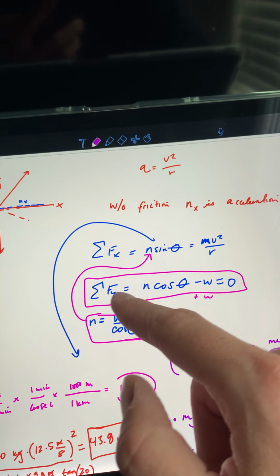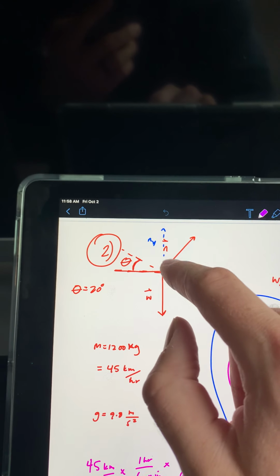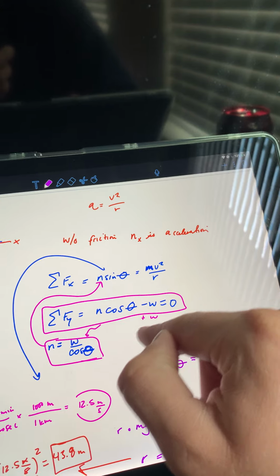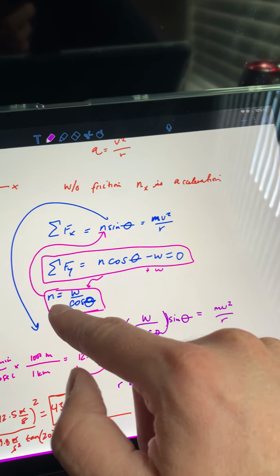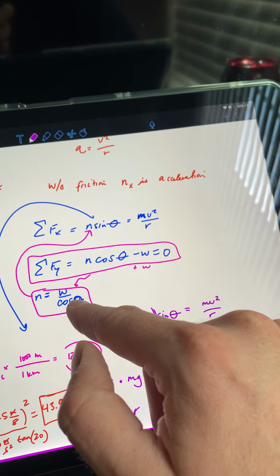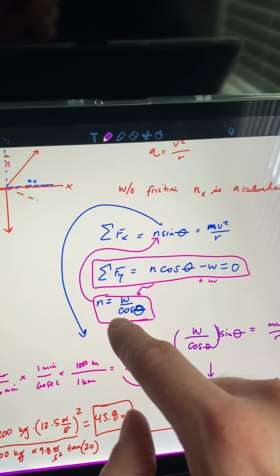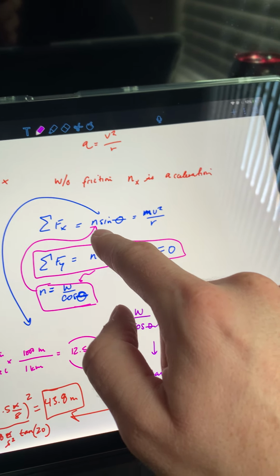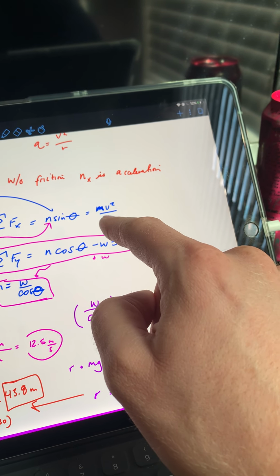In the y direction, we should have n cosine of theta, which would be this adjacent portion, minus w should equal 0 because we have no acceleration in the y direction. So solving for n, just rearranging this to isolate n, we get n equals the weight over cosine of theta, which is the same as mass times gravity over cosine theta. So we take this, plug it back into our equation for n here to solve for our radius.